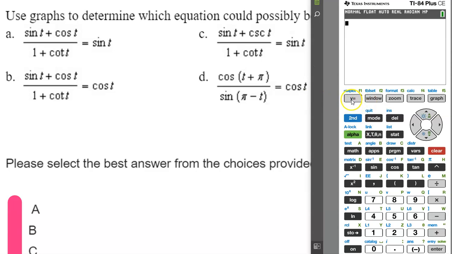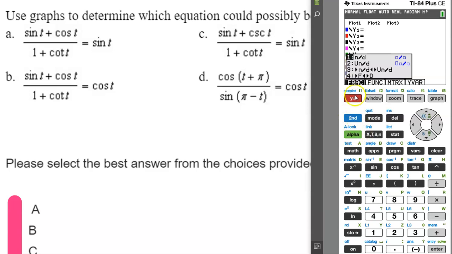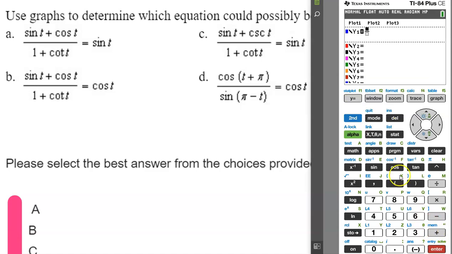So if we hit the y equals button, it brings up the graph menu. So starting with A, I'm going to type in the left side into the calculator. I really would like to get fraction mode going, so I'm going to hit alpha y equals, enter. So that creates this fraction mode. And now I'm going to start typing this in. So obviously I'm going to type x's instead of t's.